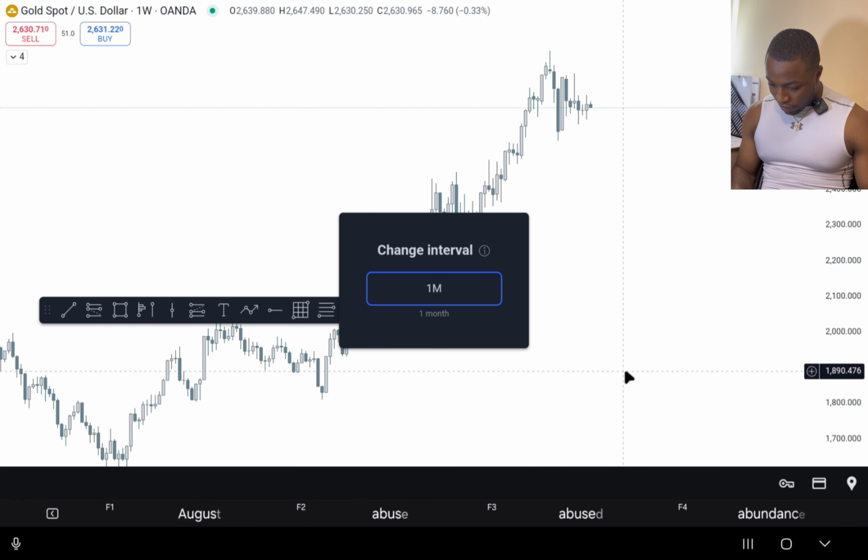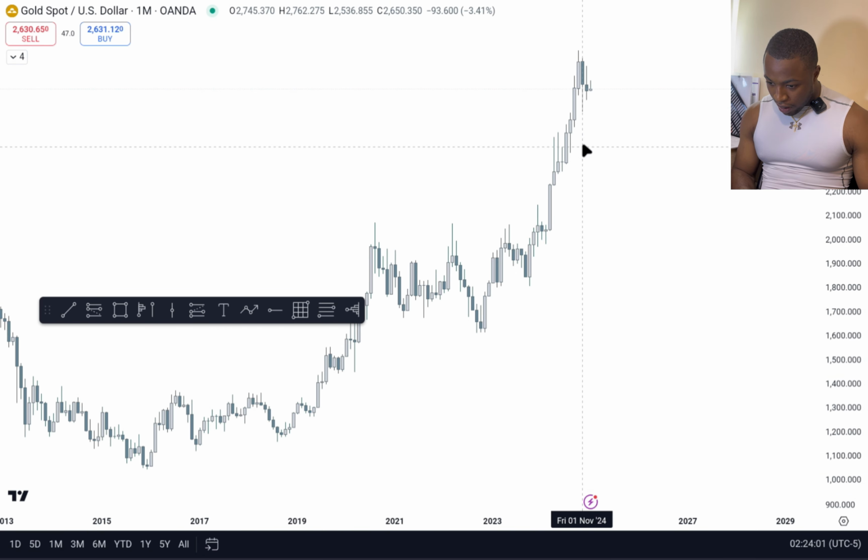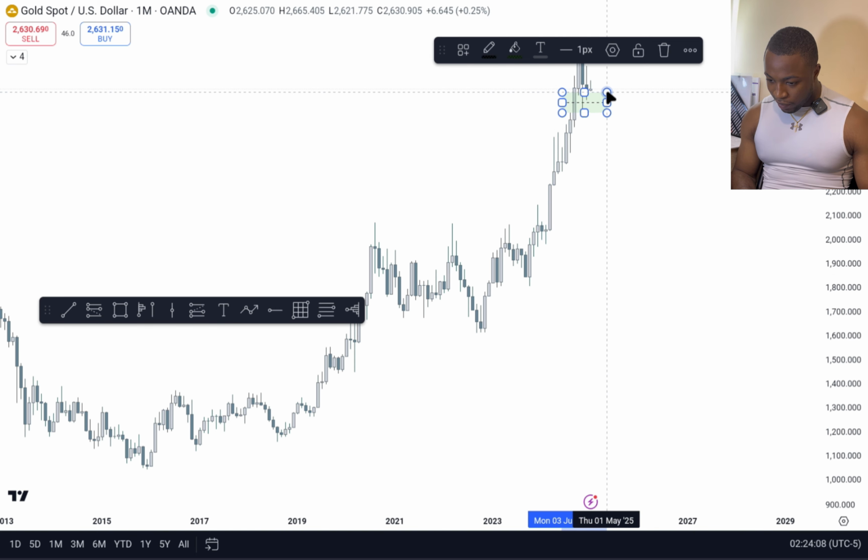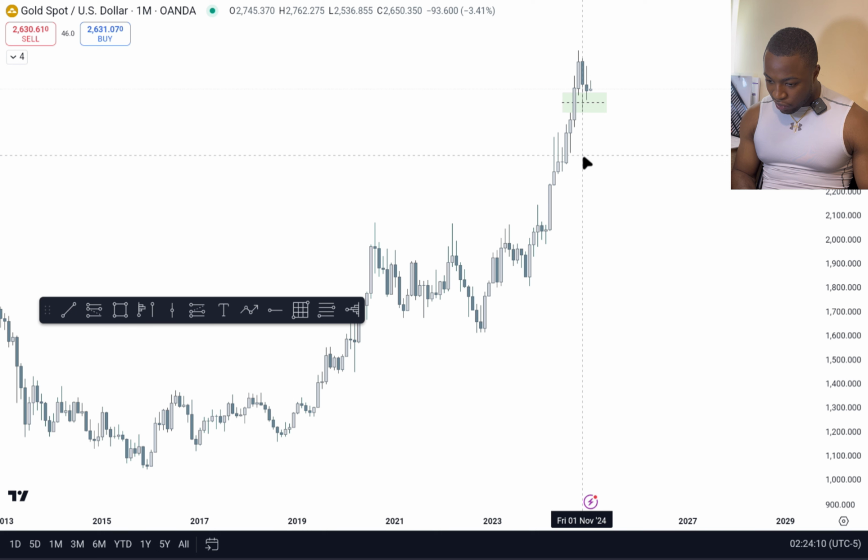Okay, we'll start again on the monthly time frame. As you can see, we had a monthly imbalance here. We had a monthly imbalance here. Okay, price tried to reject off this monthly imbalance but failed.